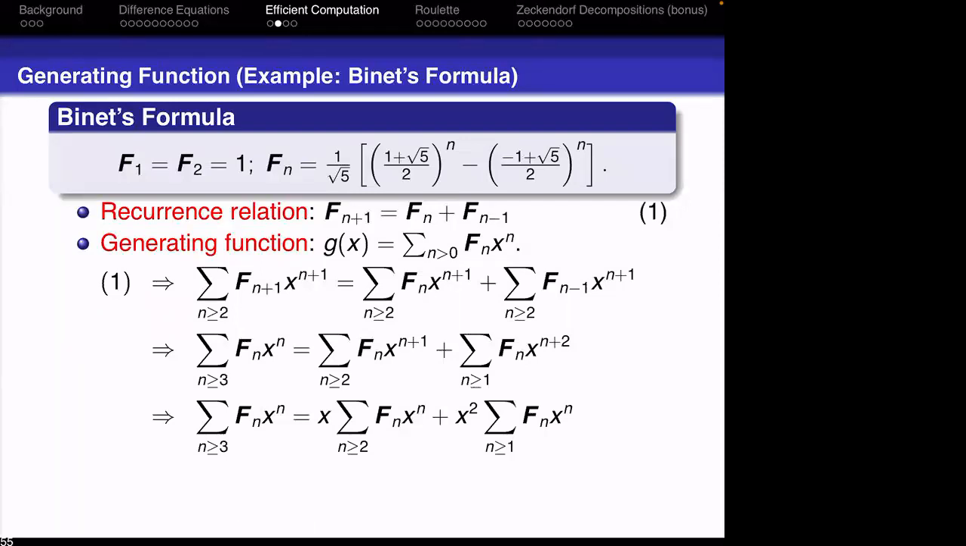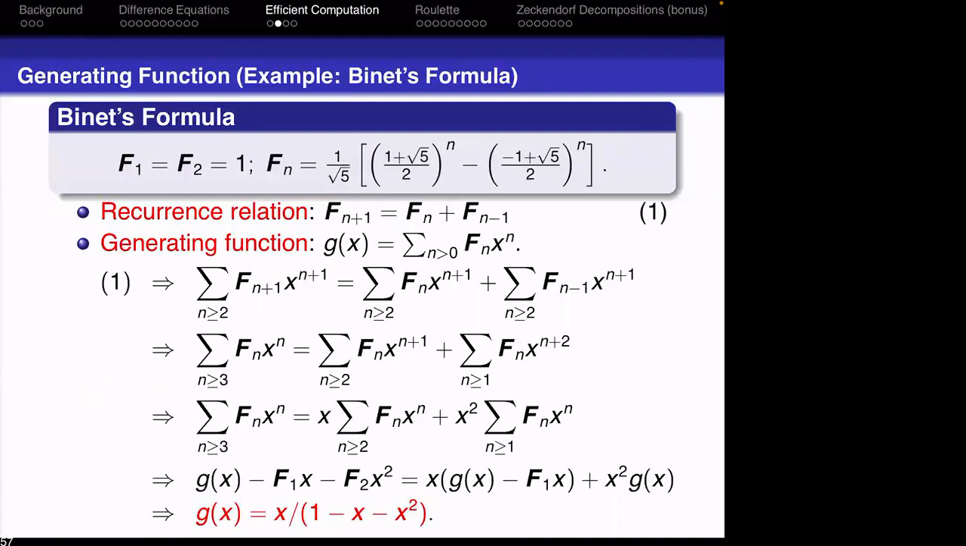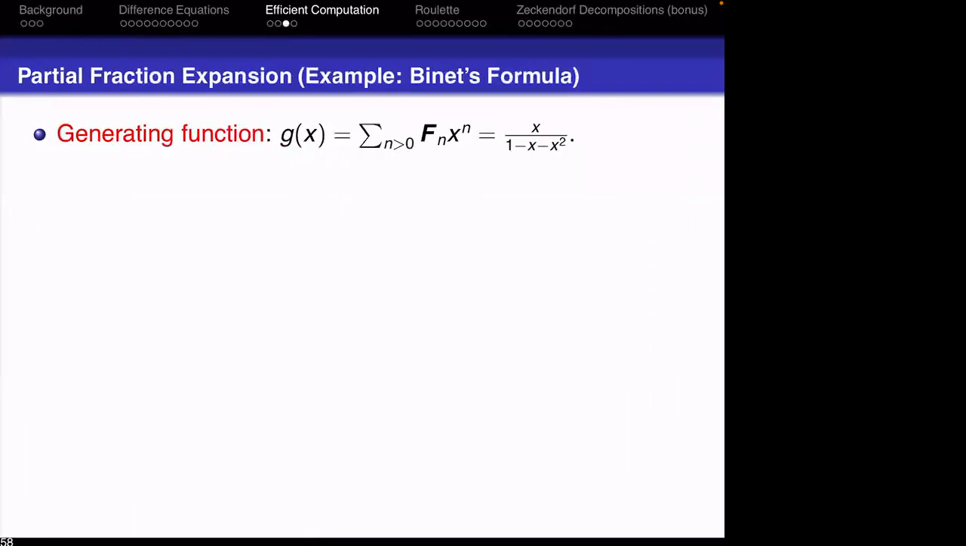And then for the first one on the right, I have to add in the term when n equals 1 and subtract that. And so when I do, I get the left is g of x minus f_1 x minus f_2 x squared equals x times g of x minus f_1 of x, plus x squared g of x. I can now solve, and I get g of x is x over 1 minus x squared. So we now have g of x is x over 1 minus x squared.